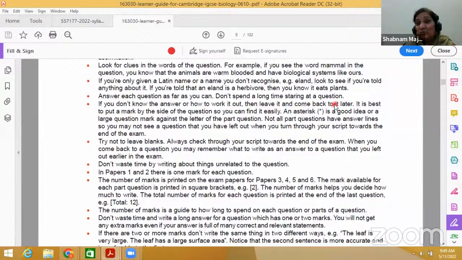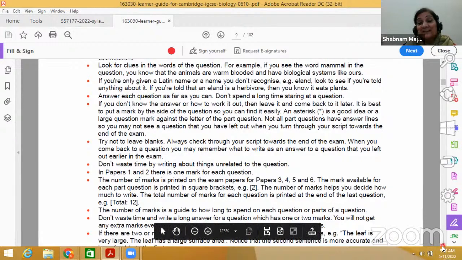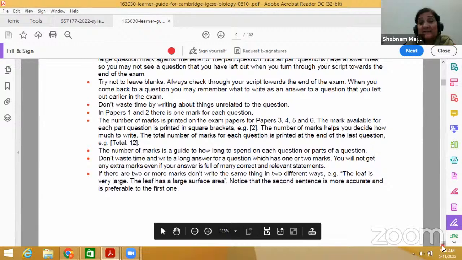As I told you in the beginning, it is best to put a mark by the side of the question so you can find it easily when you come back. You can even write small words in the margins, which they will not consider an answer. They will not mind. Or you can write an asterisk, or a question mark against the letter of the part question. Not all part questions have answer lines, so you may not see a question that you have left out when you turn through your script towards the end of the exam. So please make sure of all these very important tips.